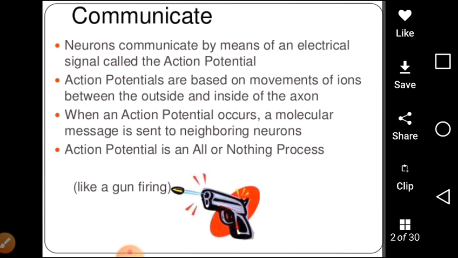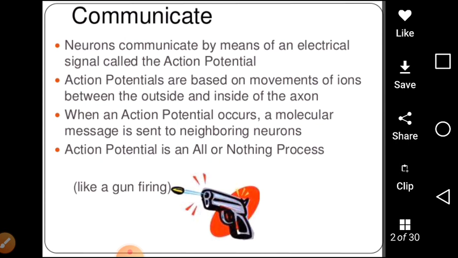Okay, let's first talk about how neurons communicate with each other. So basically, neurons communicate by means of an electrical signal. Obviously, there is a need for many different neurons to communicate with each other. Otherwise, signals would not pass.